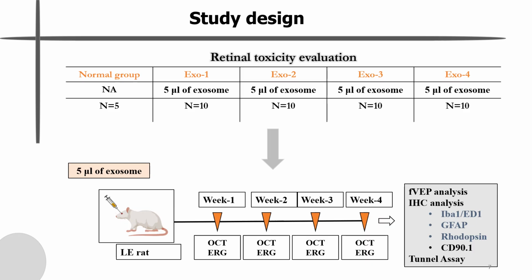Here we use a total of 5 groups: normal group, EXO1 group, EXO2, EXO3, and EXO4. To every group we administered 5 microliters of exosomes, and we use a total of 45 rats. We use LE rats. After exosome administration, every week we use OCT and ERG. After 4 weeks, we sacrifice the rats and analyze the FBEP and IHC to check IBA1, ED1, GFAP, rhodopsin, CD901, and TUNEL assay.